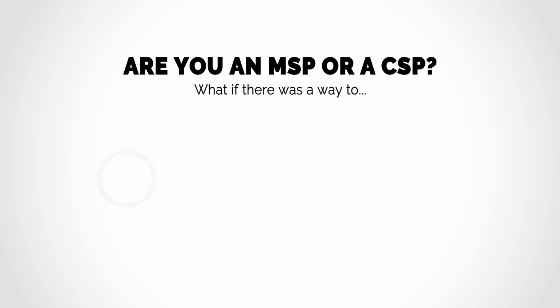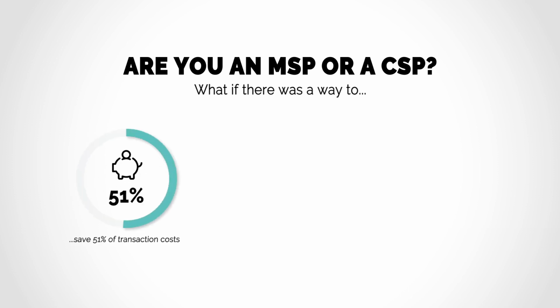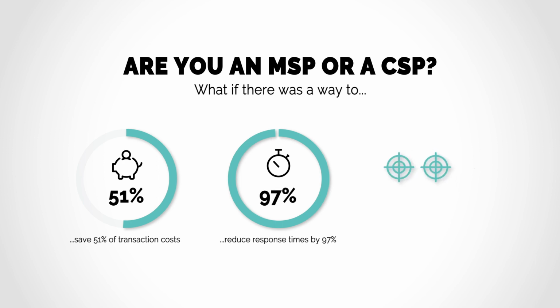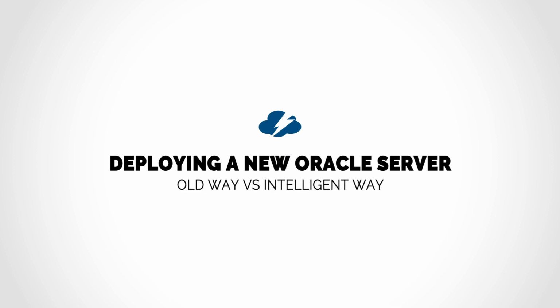Are you an MSP or a CSP? What if there was a way to save 51% of transaction costs, reduce response times by 97%, or reduce errors and inaccuracies by more than 3 times? What would that mean for your business, for your customers? Let's take a look at a sample workflow and see how CloudBolt can ensure that you are maximizing what you can offer to your customers.